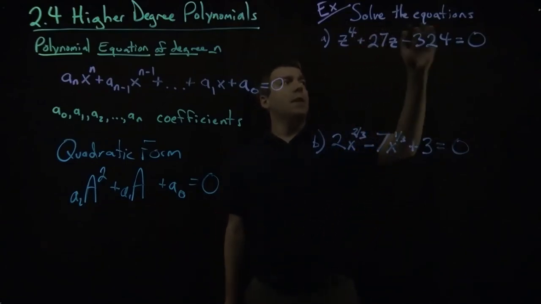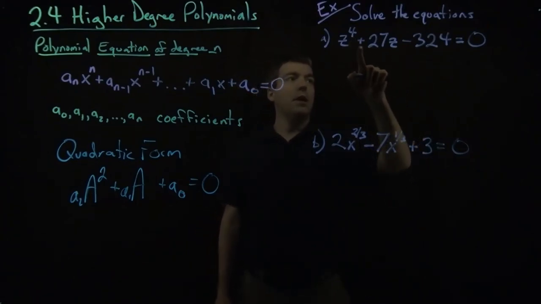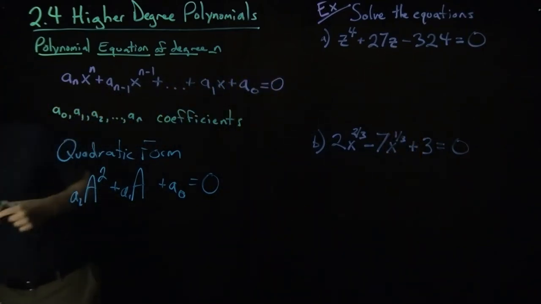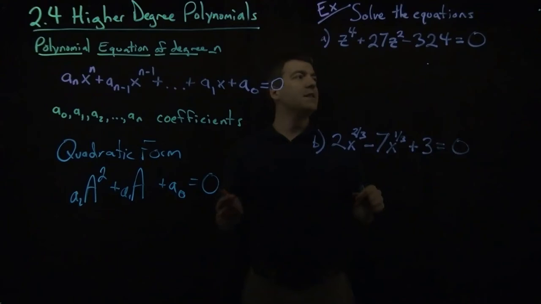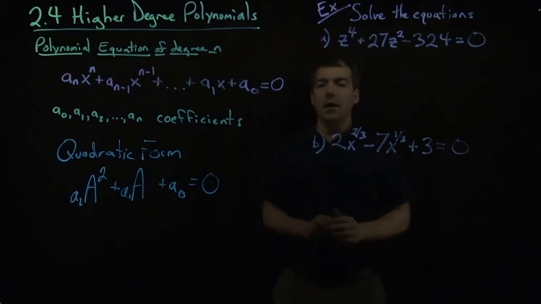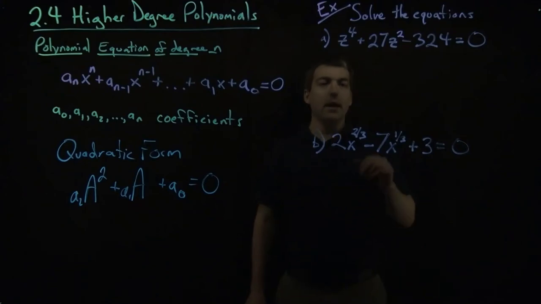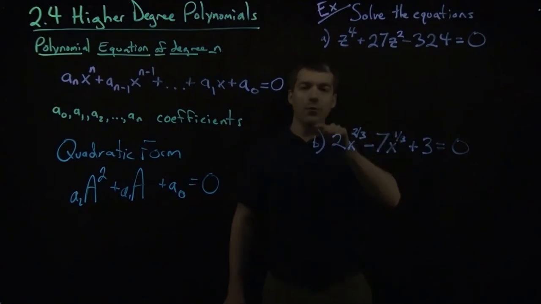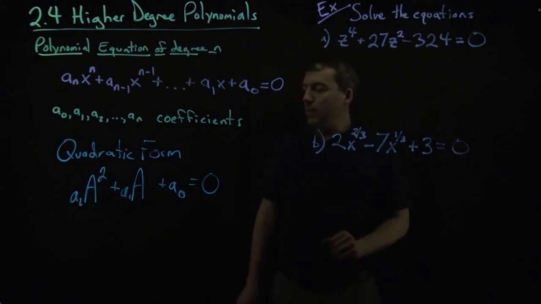So here we're asked to solve the equations. This first equation is z to the fourth plus 27z squared minus 324 equals 0. First thing to notice is that this is a fourth degree polynomial equation. And so using the quadratic formula or factoring won't work directly with this. But it does fit this quadratic form.